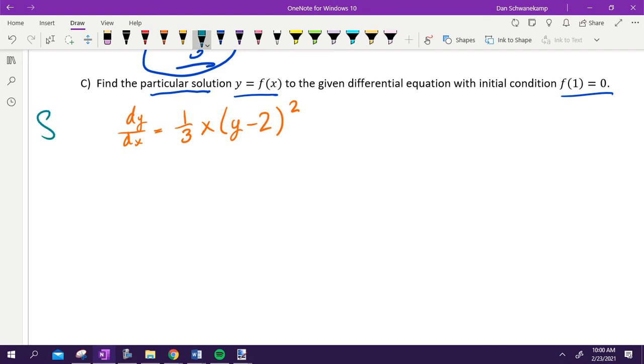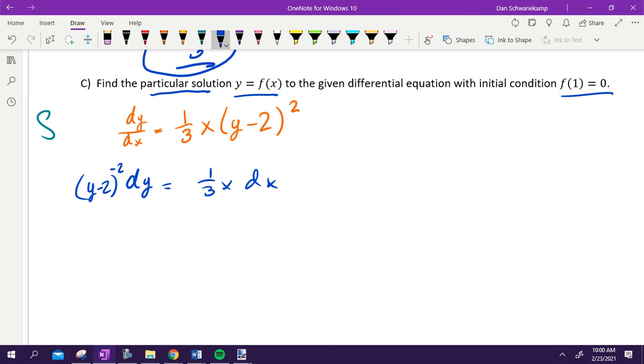Separate it. So if I'm separating here, what am I going to do, A and B? Yep, move the dx over. So I'm going to get 1/3 x dx. What's going to come to the left side? And where's that going to go? On the bottom. So I could say divided by y minus 2 squared, or I could write it as y minus 2 to the negative 2.